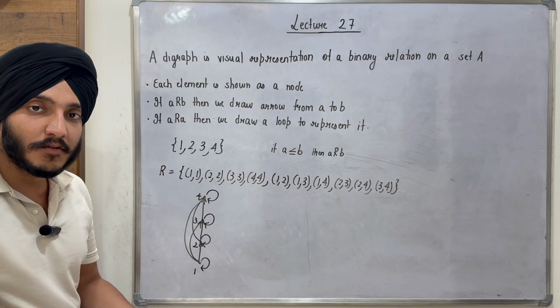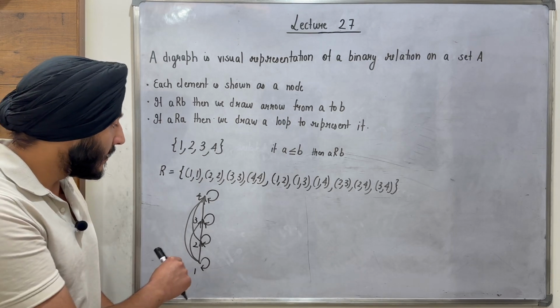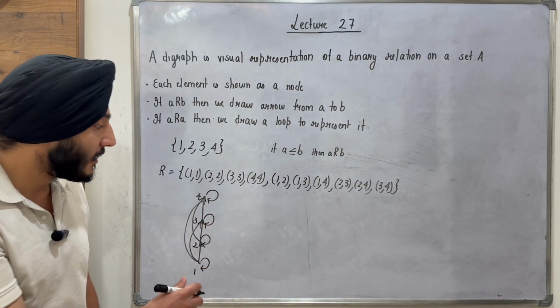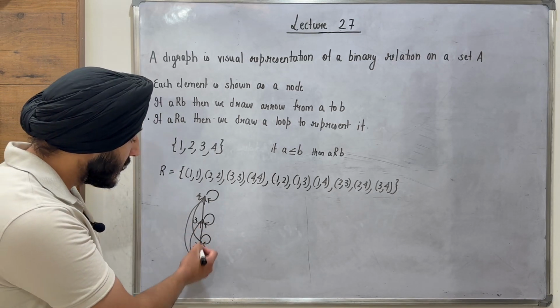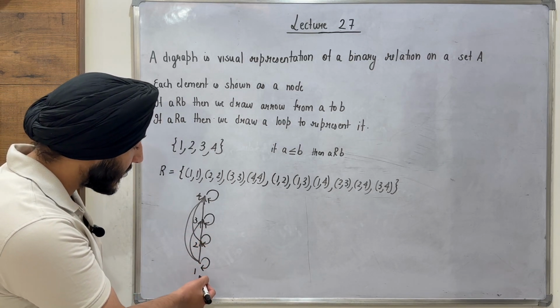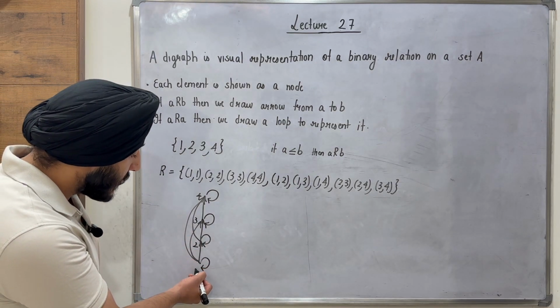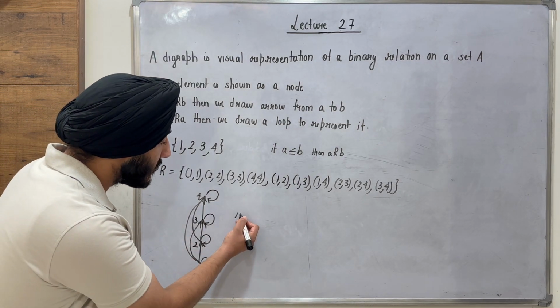First, they are represented with the nodes, right? Second, I've drawn the loops because they represent that elements are related to themselves. And third thing is, wherever you see an arrow, that basically means that that element is related to the other element, right? So an arrow going from 1 to 2 means 1 is related to 2.